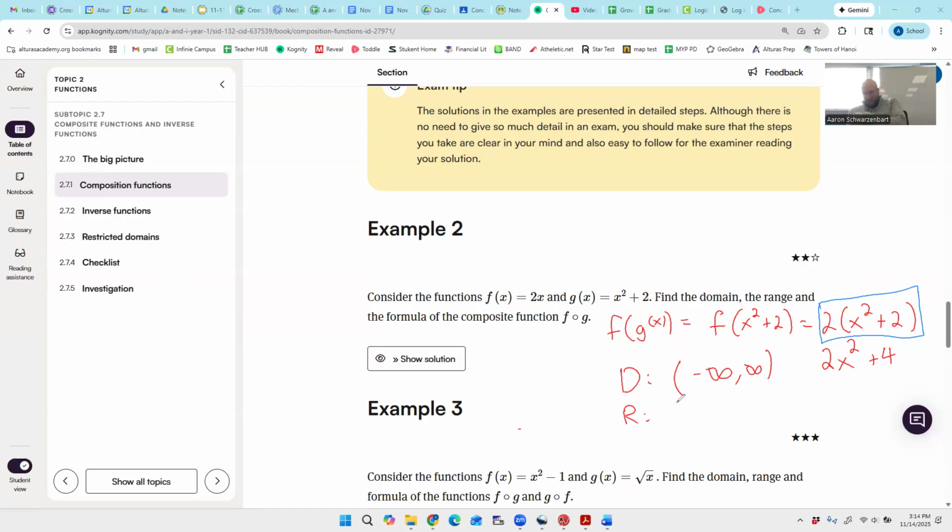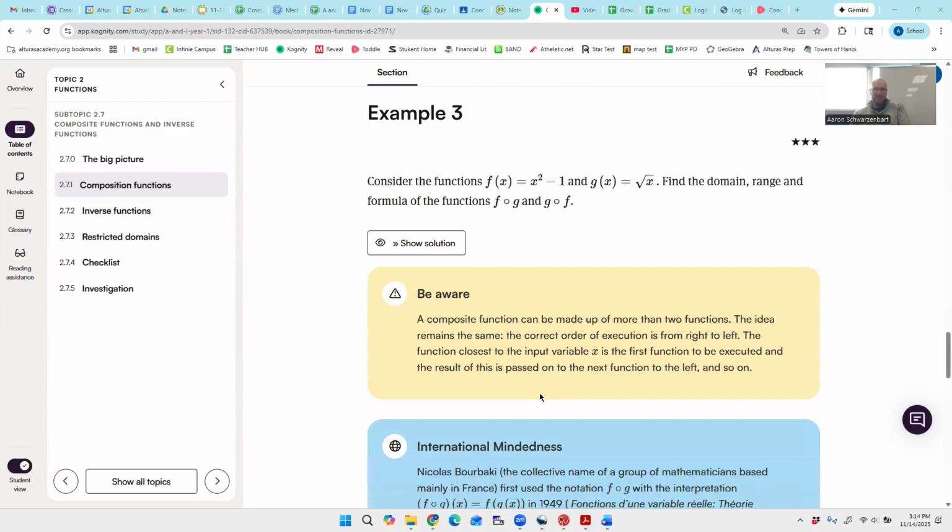The range. This is a squared function translated up 4. So the range, I guess it should include the 4, is 4 to infinity. The vertex is at 0, 4. That's example 2.